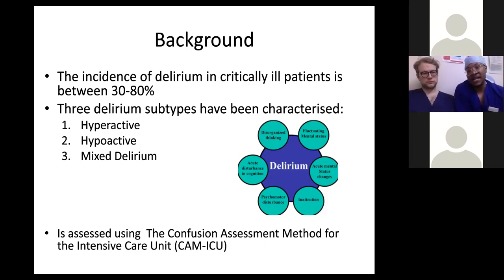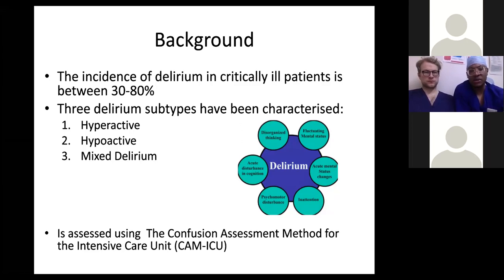Now, there are 3 main types of delirium, broadly speaking. Hyperactive delirium, which is the one that we tend to focus on quite a lot, and we manage with different sorts of medications, predominantly antipsychotics and sedatives. We also have hypoactive delirium, and lastly, mixed delirium.